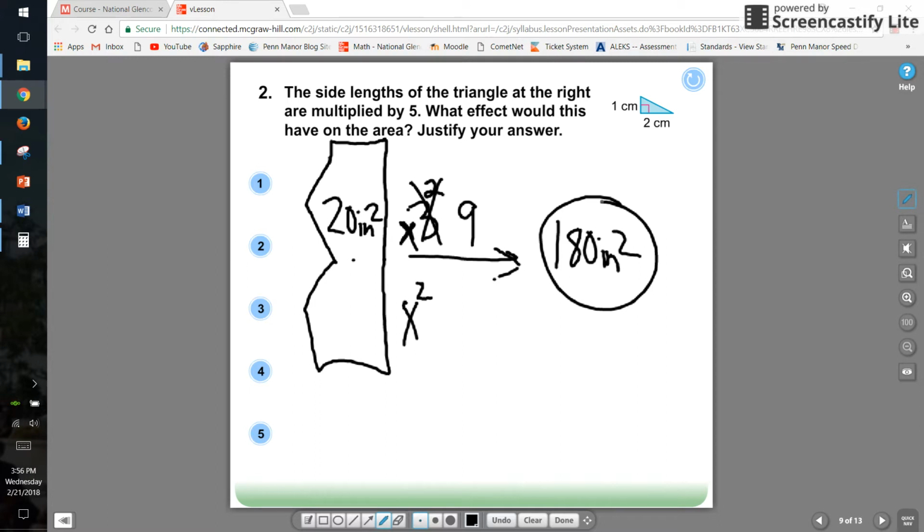Ladies and gentlemen, that is how you take a look at changes in dimension for both area and perimeter. This is a hard concept, so we're going to come back and do this again.